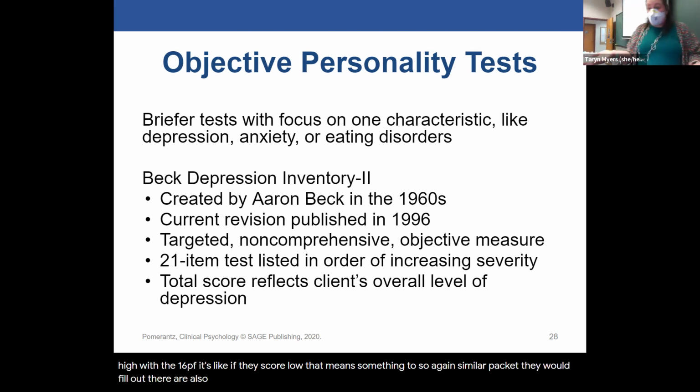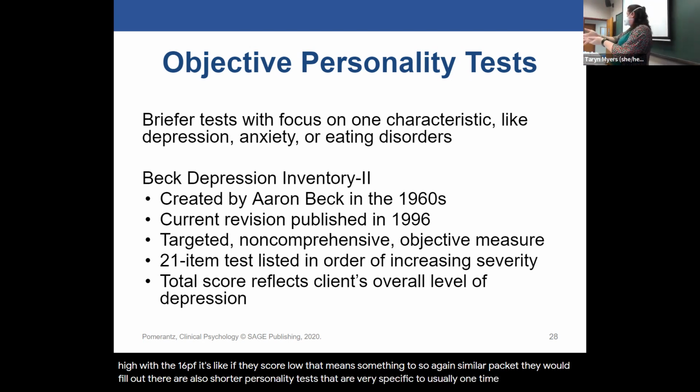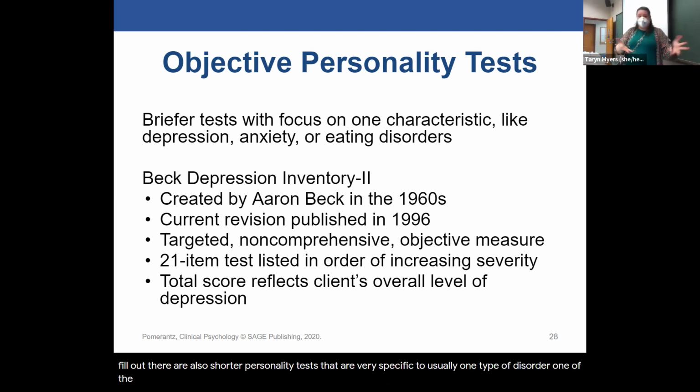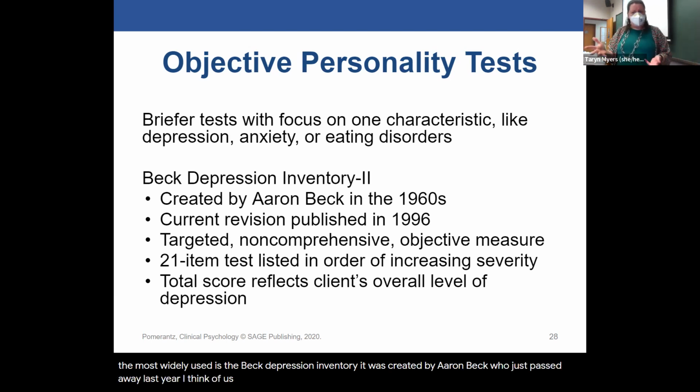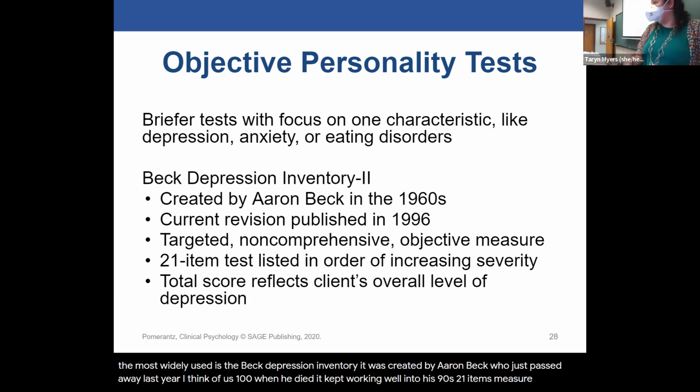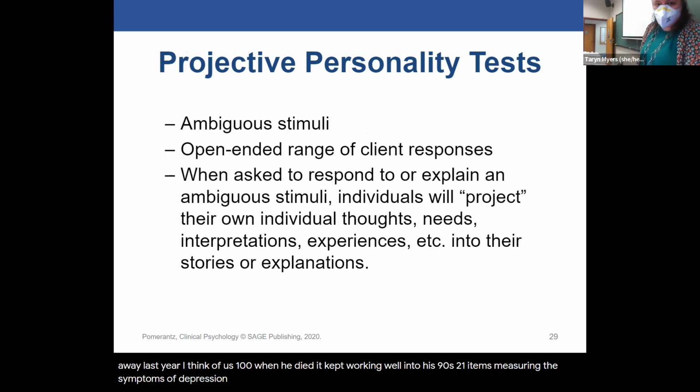There are also shorter personality tests that are very specific to usually one type of disorder. One of the most widely used is the Beck Depression Inventory. It was created by Aaron Beck, who just passed away last year. I think he was 100 when he died. He kept working well into his 90s. It has 21 items measuring the symptoms of depression.